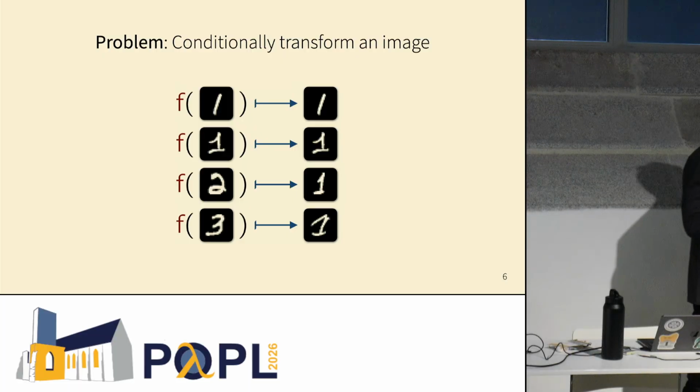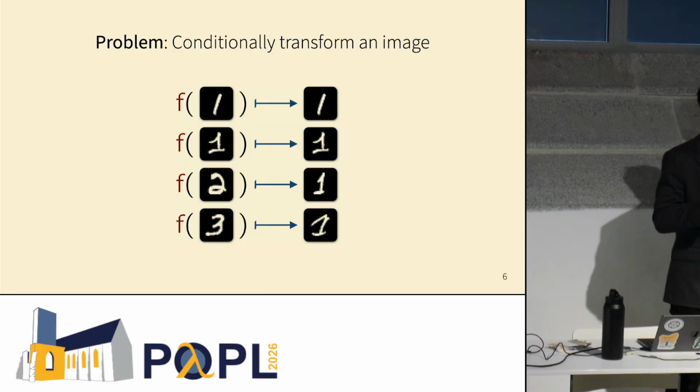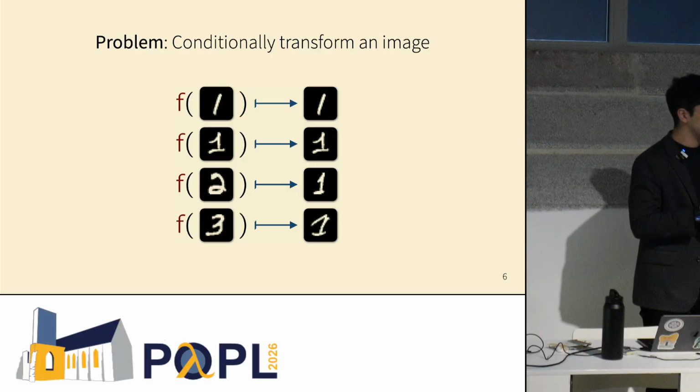What's nice about this task is that it has both discrete and differentiable structure. The discrete structure is just the conditional, and the differentiable structure is transforming that image into a 1. So that's not something you just sit down and try to write. That's typically something that you try to throw a bunch of data at a neural network to learn.